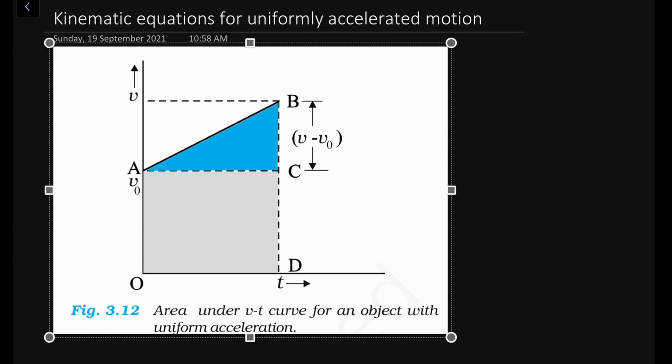So in this video we will learn about the kinematic equations for uniformly accelerated motion. Uniformly accelerated means its velocity is changing in a uniform manner. In this figure, figure number 3.12 from the book, you can see the figure.